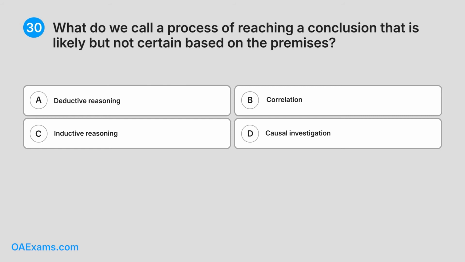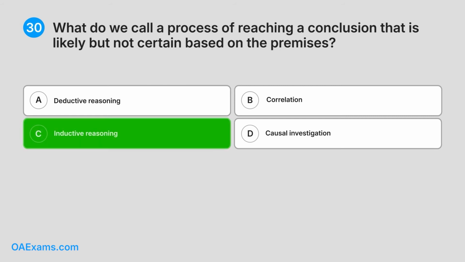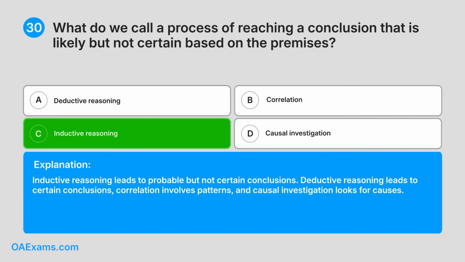Correct answer. C. Inductive reasoning. Explanation. Inductive reasoning leads to probable but not certain conclusions. Deductive reasoning leads to certain conclusions. Correlation involves patterns, and causal investigation looks for causes.